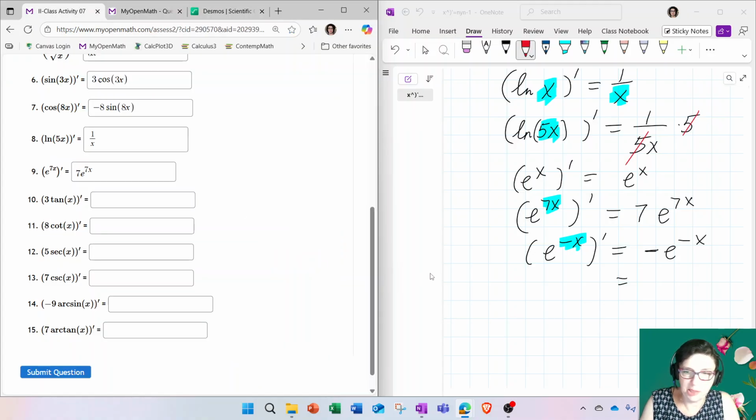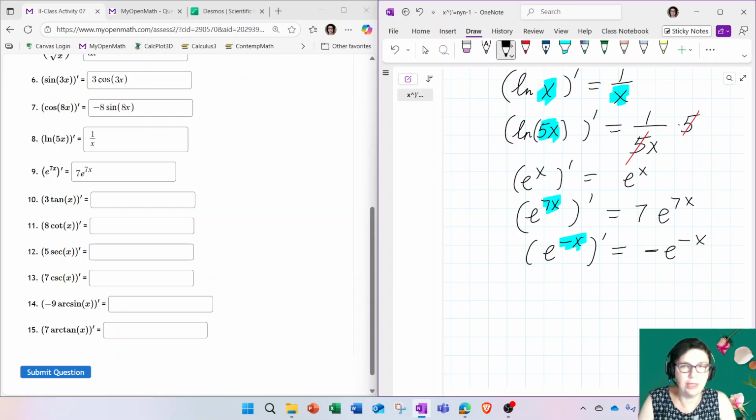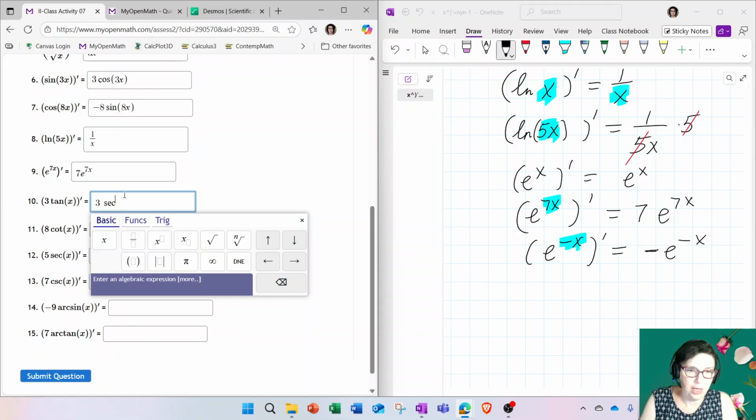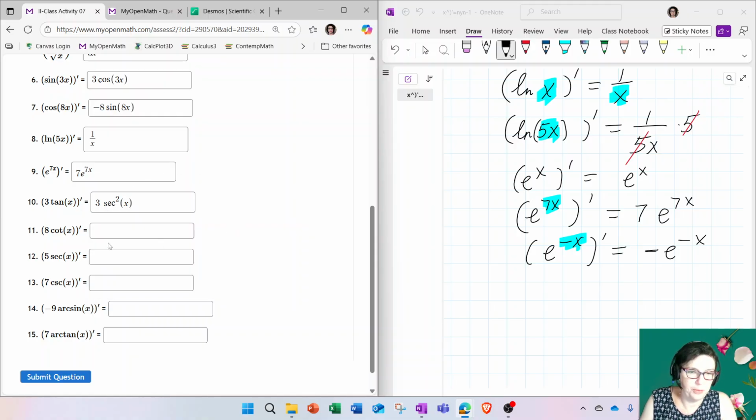Okay, now let's move on to tangent, cotangent, secant, and cosecant. So these are pure memorization. The fact that there is a number in the front just means that you keep the number. And the derivative of tangent x is secant squared x. If you don't remember it, then again, write it on the mirror and better memorize it.